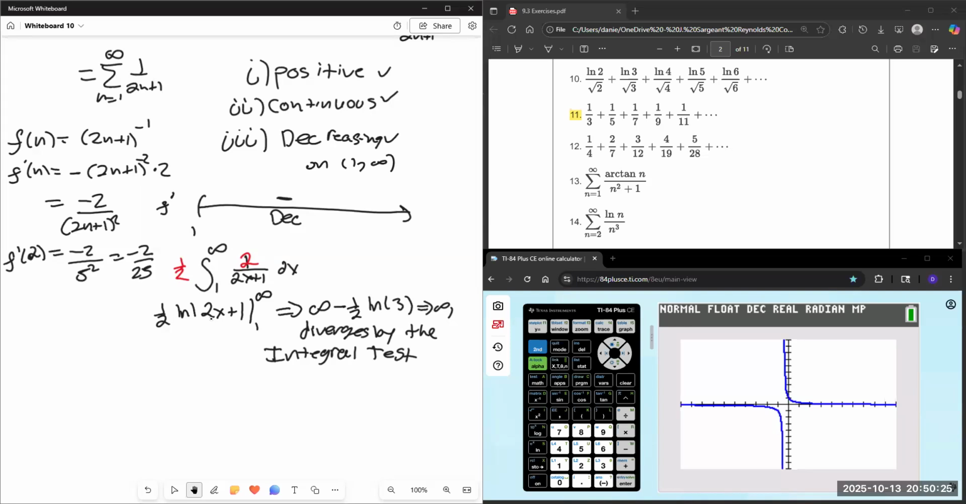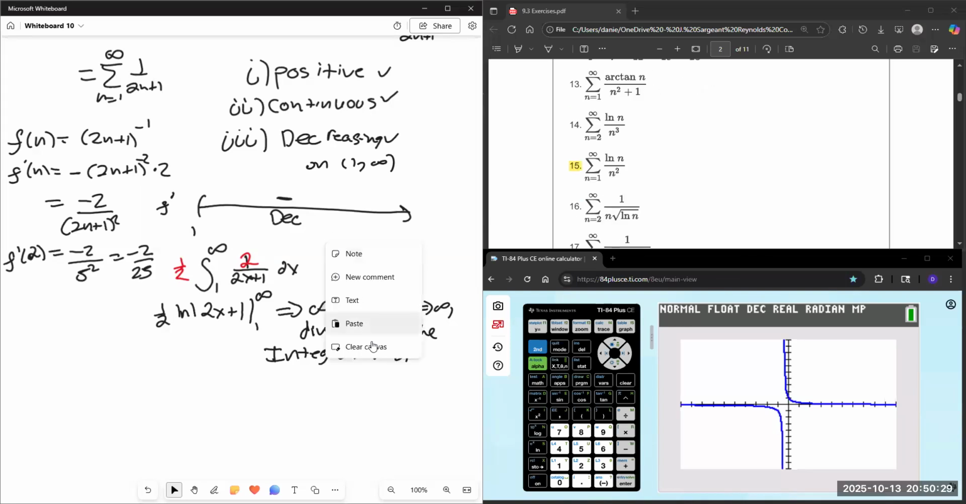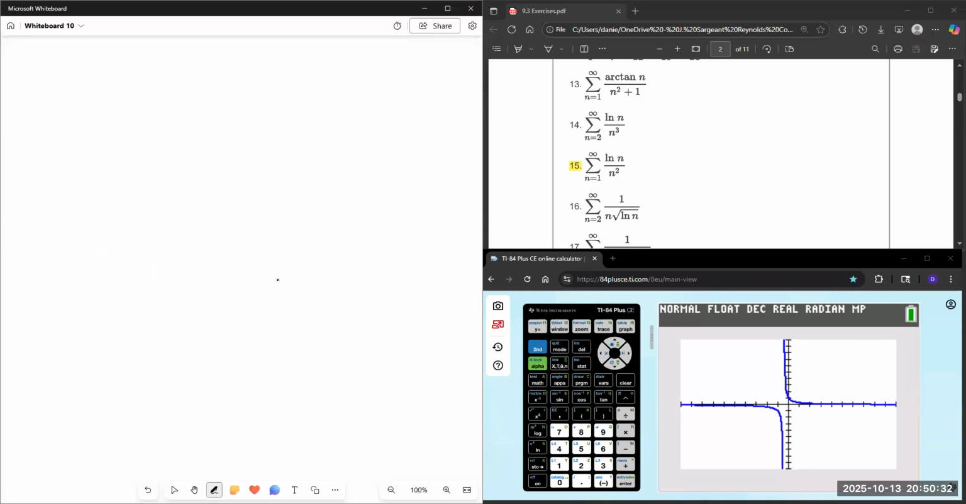So let's look now at number 15. 15 gives us the summation from n equals 1 to infinity of ln of n over n squared. And ln of n needs to have n greater than 0. n can't be equal to 0 here, so my domain definitely would be 0 to infinity.